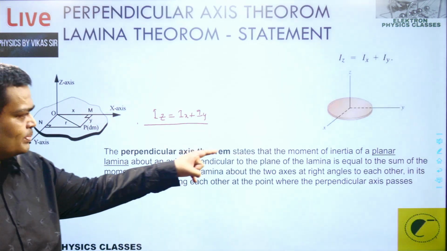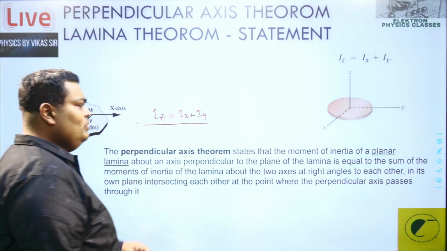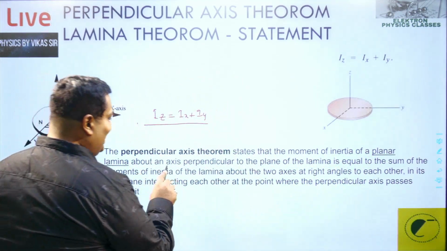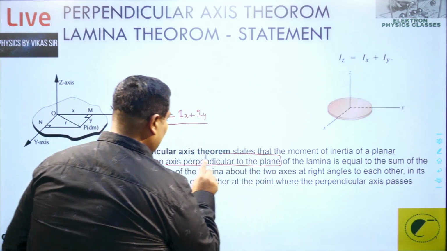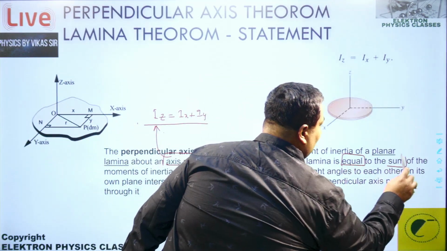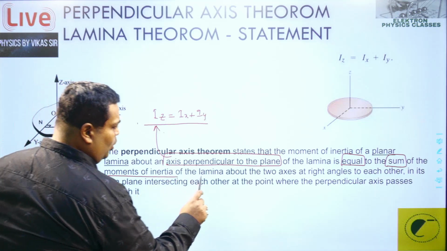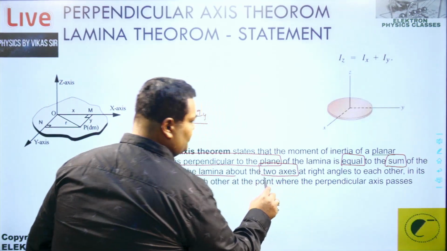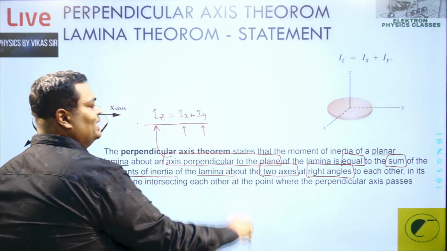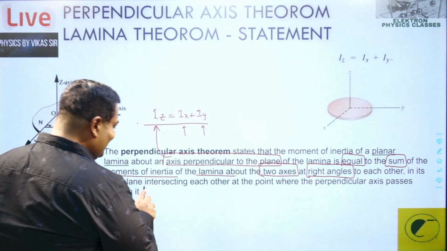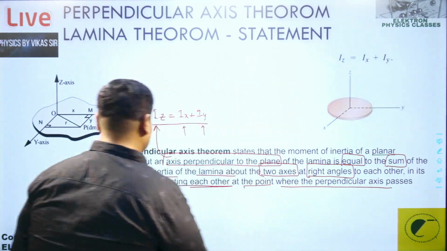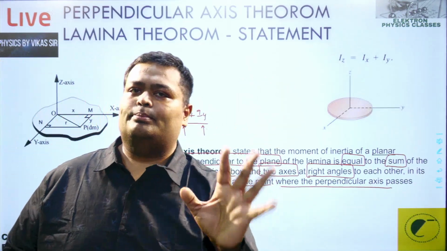It's a planar lamina theorem. The perpendicular axis theorem states that the moment of inertia of a planar lamina about an axis perpendicular to the plane, that's the z-axis, is equal to the sum of the moments of inertia of the lamina about the two axes at right angles to each other. So these are two axes which are perpendicular to each other in its own plane, intersecting each other at the point where the perpendicular axis passes, which means all the three are passing through the same point.